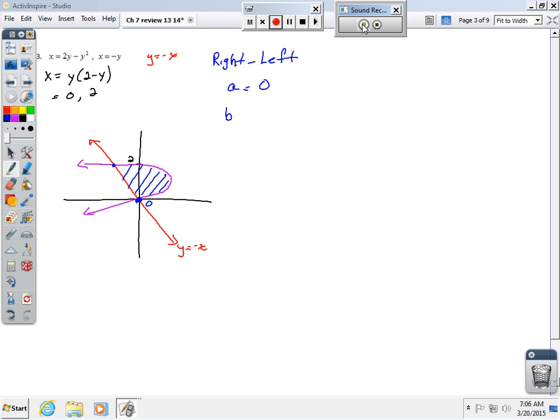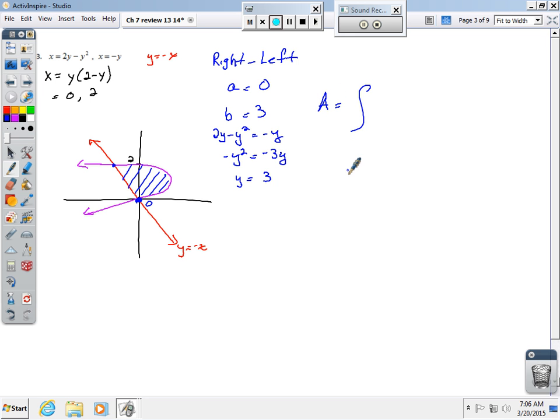Okay, so to find the b value, I'm going to set these equal to each other. So I'm going to set 2y minus y squared equal to negative y. Let's see, negative y squared equals, I'll move that over, so that's negative 3y. Divide by y. It's going to be y is equal to 3 once I simplify that, so my upper bound is 3. All right, so now we're going to do the area.